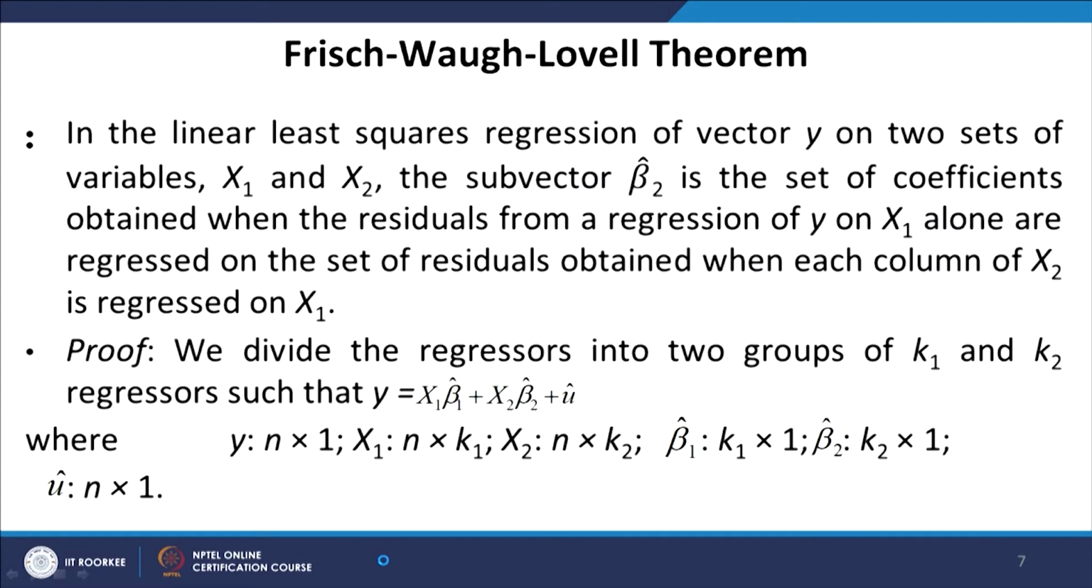Now, we talk about a theorem which is the Frisch-Waugh-Lovell theorem. It was given by these econometricians. In the linear least squares regression of vector y on two sets of variables x1 and x2, the theorem states that the subvector beta 2 hat is the set of coefficients obtained when the residuals from a regression of y on x1 alone are regressed on the set of residuals obtained when each column of x2 is regressed on x1.